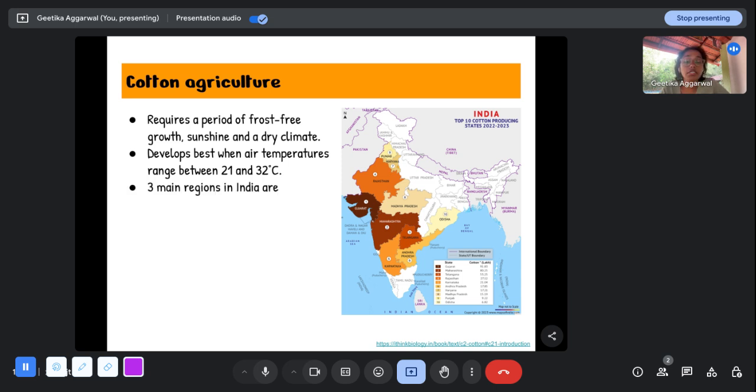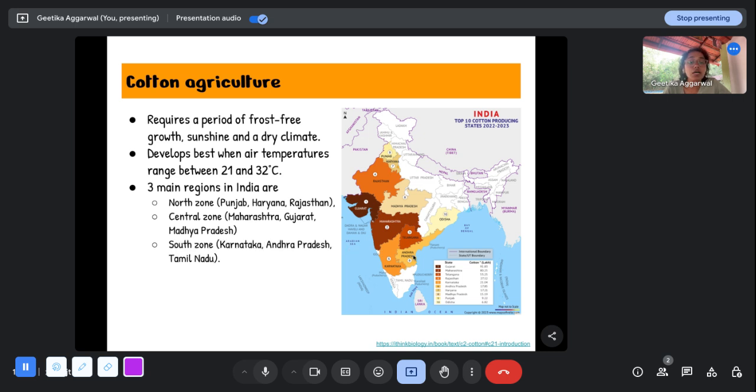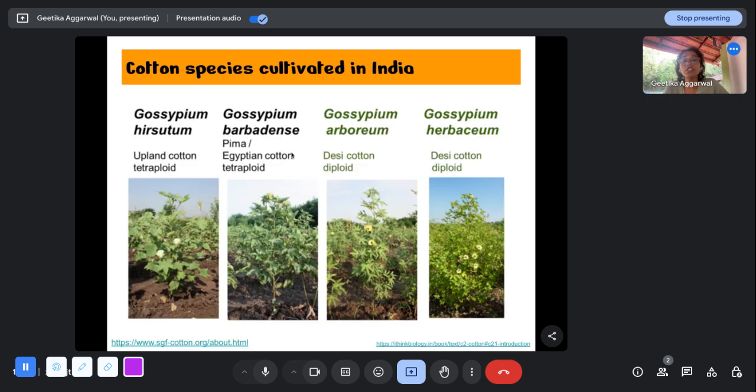And there are three main regions in India that grow cotton. The north zone, here you can see Punjab, Haryana, Rajasthan. This is the north zone that grows a lot of cotton. But with the color, you can see they're still less than the central zone, which consists of Gujarat, Maharashtra, and Madhya Pradesh. This is where the maximum amount of cotton grows in India. And then there's the south zone, including Karnataka, Andhra Pradesh, and Telangana. So Odisha also grows some amount of cotton, but these are the three main zones of cotton growth in India. And it grows well in the alluvial soils found in Rajasthan and Punjab, and in the black soils found in Maharashtra. So this is about cotton agriculture and the species as we discussed.